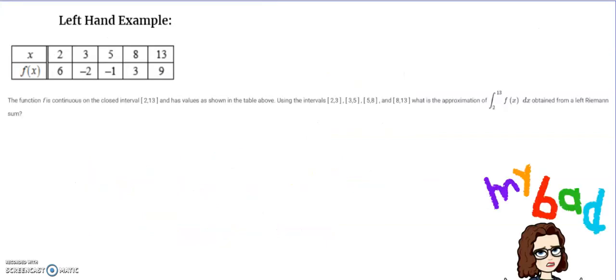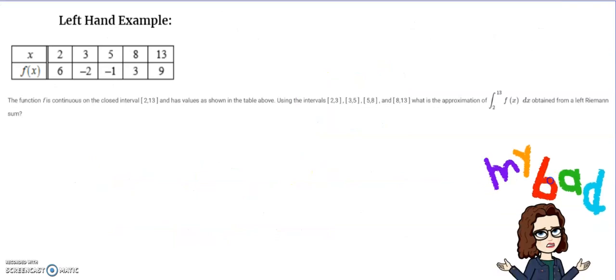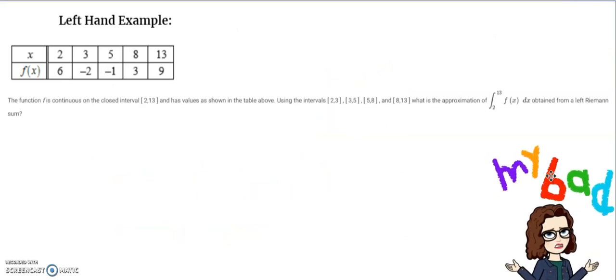All right, a left-hand example. See, this is where the font gets real tiny, so my bad. The function is continuous on the closed interval and has these values. Using these intervals, find the approximation of the left-hand Riemann sum going from 2 to 13. So this is where we want to box things off.